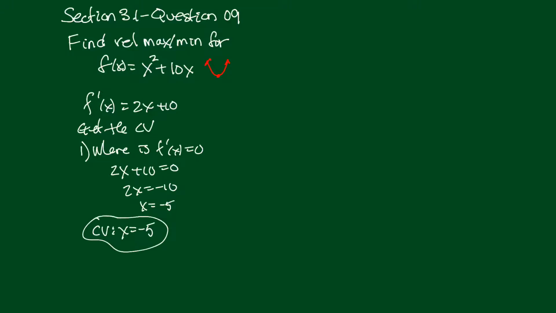And the second question, where is the derivative undefined? Nowhere, right? Undefined nowhere, because this is a polynomial function. Polynomial functions are smooth, continuous curves that are always defined. So let's make our sign chart here. I'm going to rewrite f prime of x right up at the top here so I have it easily. 2x plus 10, and I'm even going to factor. I can factor 2 out of there, getting x plus 5.